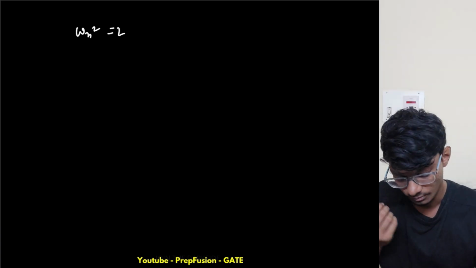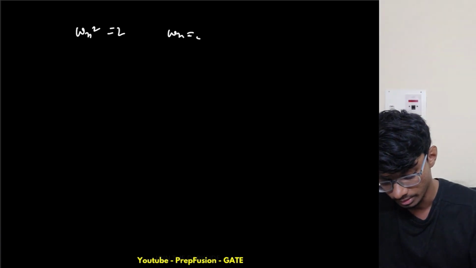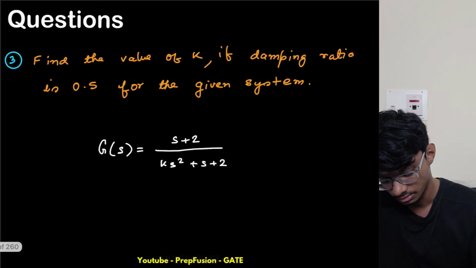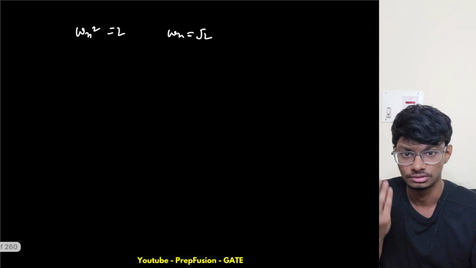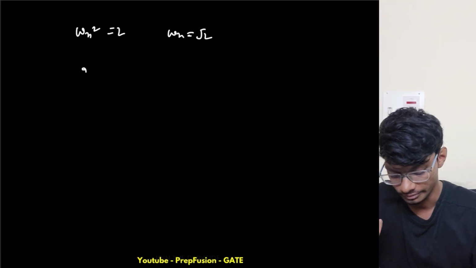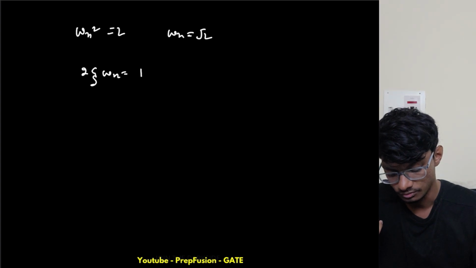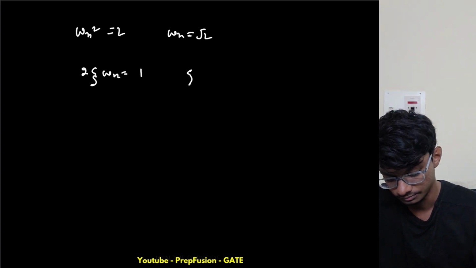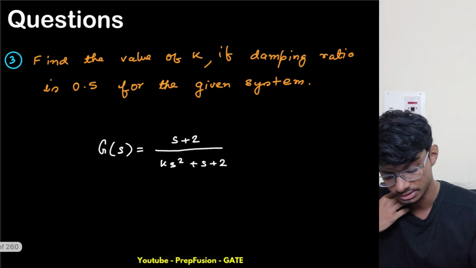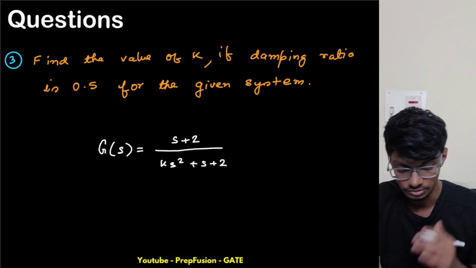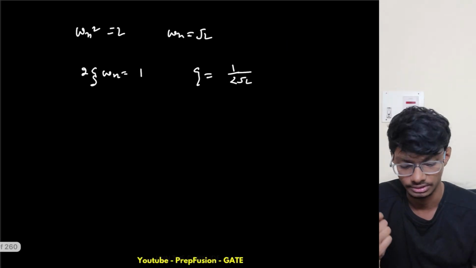And my omega n will be under root 2, and this is 2 zeta omega n, which equals 1. When you try to solve this, my zeta becomes 1 by 2 under root 2. But the question has already given me that zeta is 0.5, so how is it possible? What is the wrong thing that I'm doing?